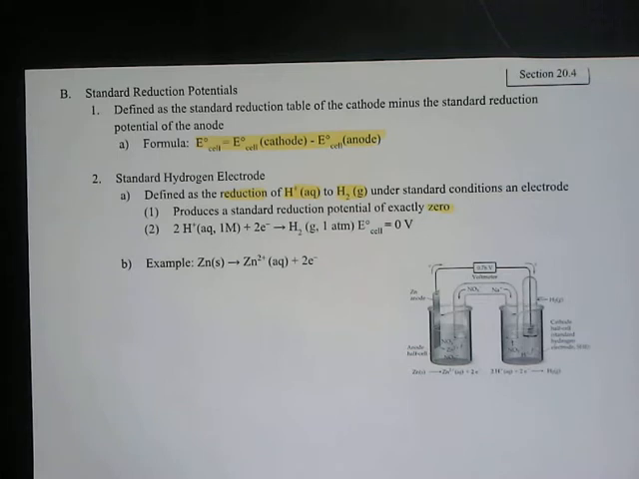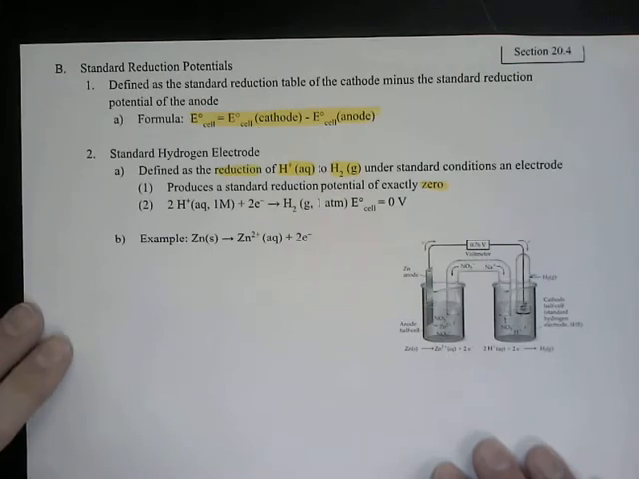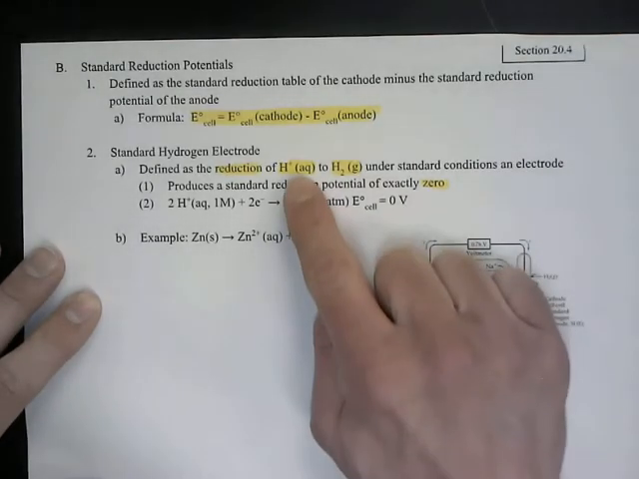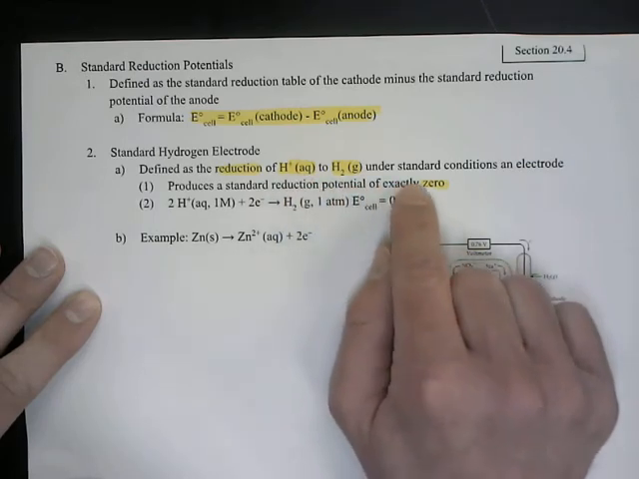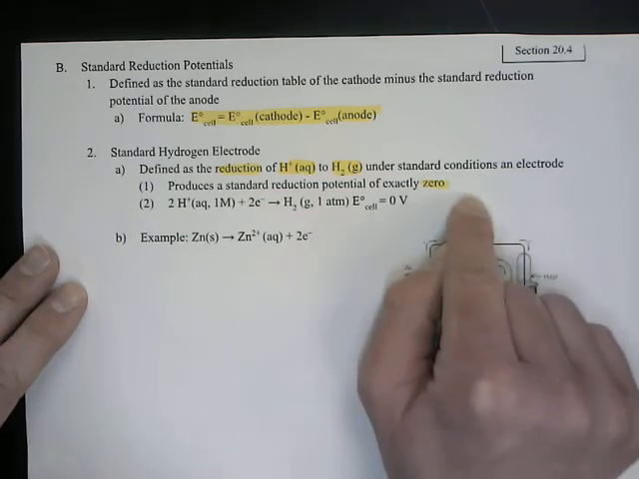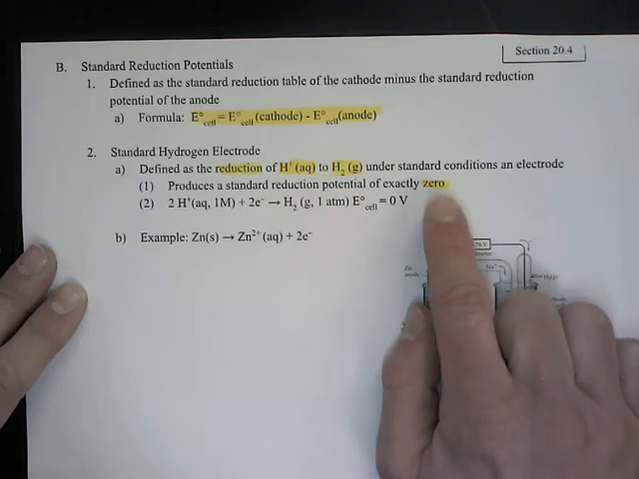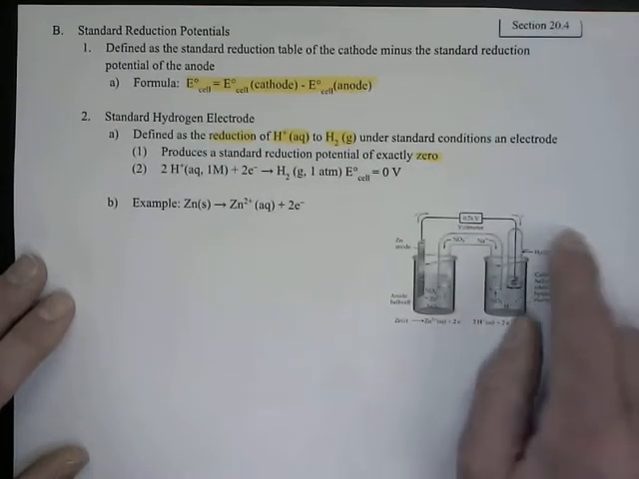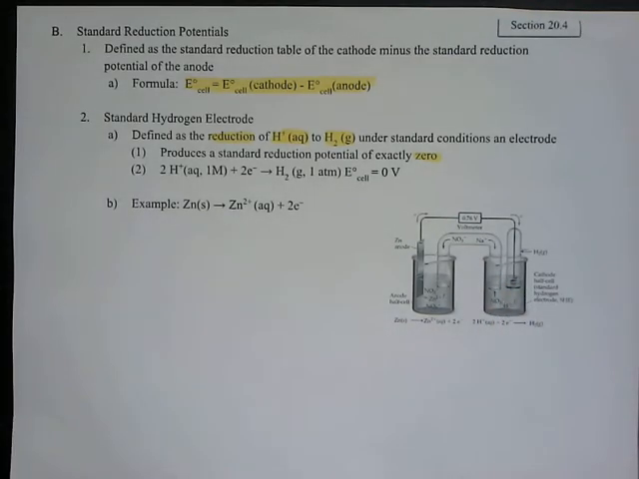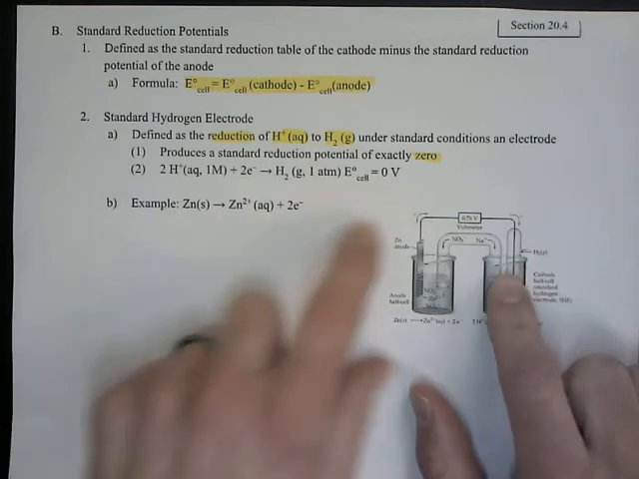The other thing that I want to point out here is, how did we get these values? Where did we get these numbers that I'm about ready to show you in this chart? Well, the way in which they compared all of these items to a particular voltage is they used the standard hydrogen electrode. The standard hydrogen electrode is defined as the reduction of H+ to hydrogen gas under standard conditions at an electrode. The important part here is that this reduction is equal to 0. You can see in this picture of how we have this set up, the standard hydrogen electrode produces that voltage of 0.